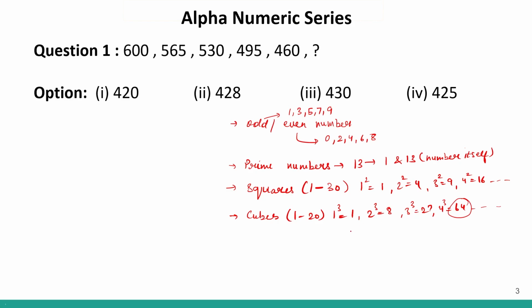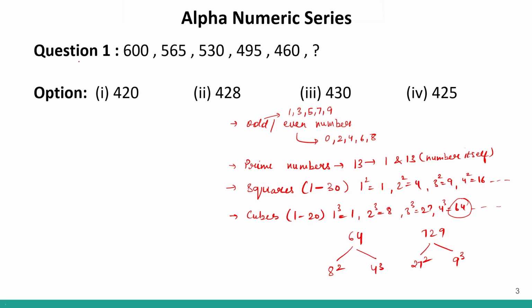Now if you look at this number 64, it is both 8 square and 4 cube. There is one more number like this, 729. 729 is basically both 27 square and at the same time it is 9 cube. Okay.